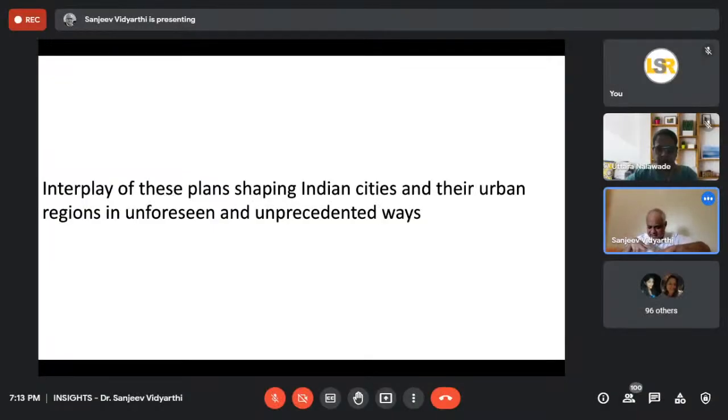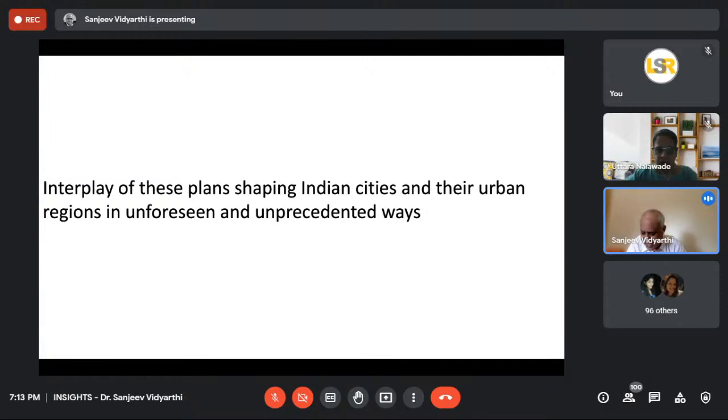State plans, sector plans, project plans, and these informal plans, and they talk to each other. They negotiate. At certain times these plans are more powerful. At certain times the informal plans are more powerful.